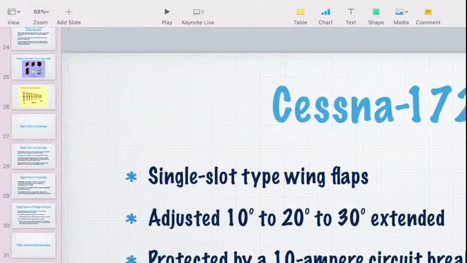Cessna 172 is protected by a 10 amp circuit breaker. Flap actuator located in the right wing. You actually can see this in the Cessna 172 that we have on the campus. If the actuator cannot function, neither flap will deploy.